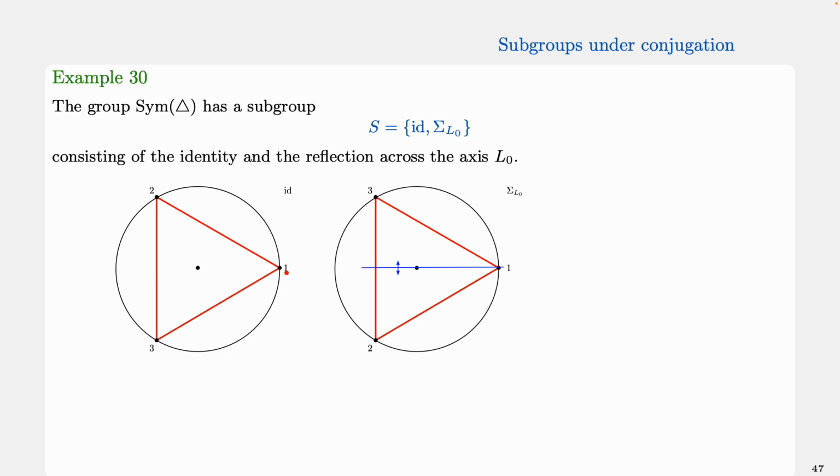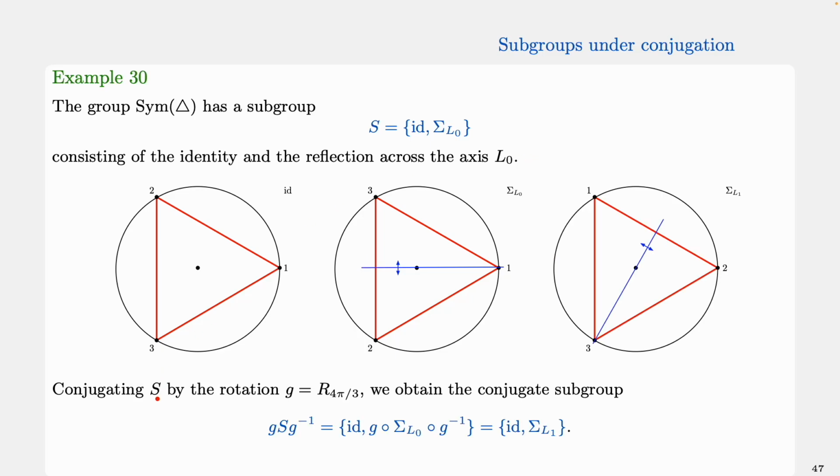So the identity just doesn't do anything. So here we have our vertices 1, 2, 3. The identity doesn't do anything to them. And the reflection sigma L0 fixes the element 1 because it's just on the reflection axis, and it flips elements 2 and 3.